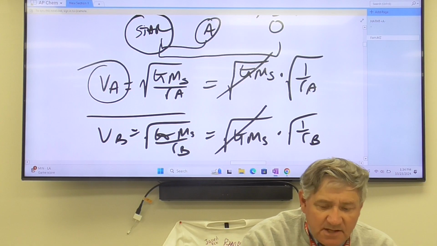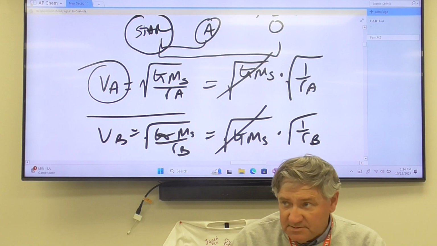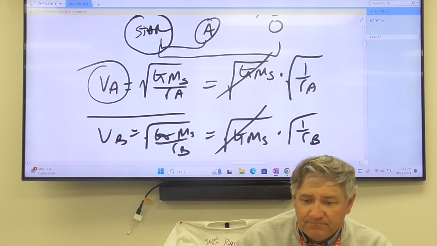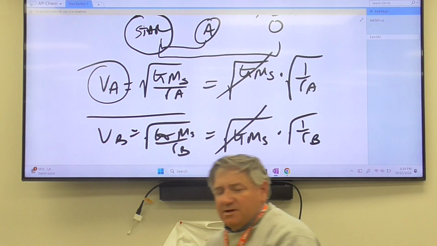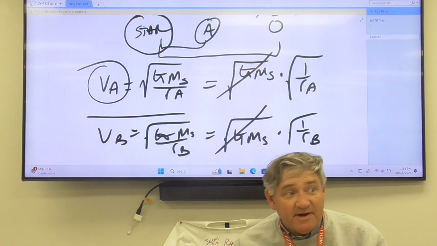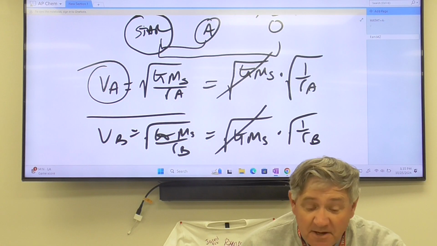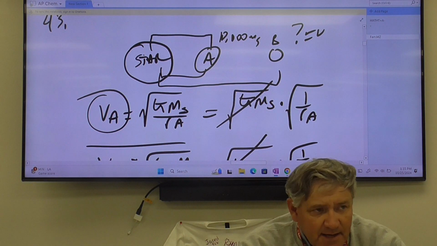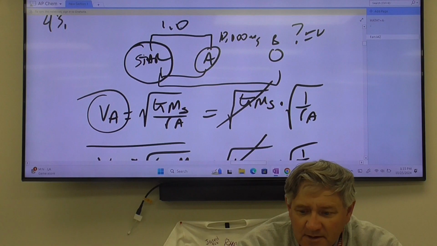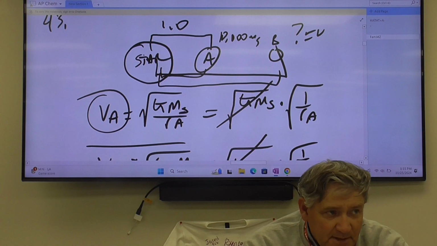Now, you know the velocity of A. You were given that number, 10,000 meters per second. You know that number. B, you don't know. And you don't even know the radius of A. But it's a ratio. So if you're clever, what are you going to let the radius of A be? 1. So what are you going to let the radius of B be, so to speak?